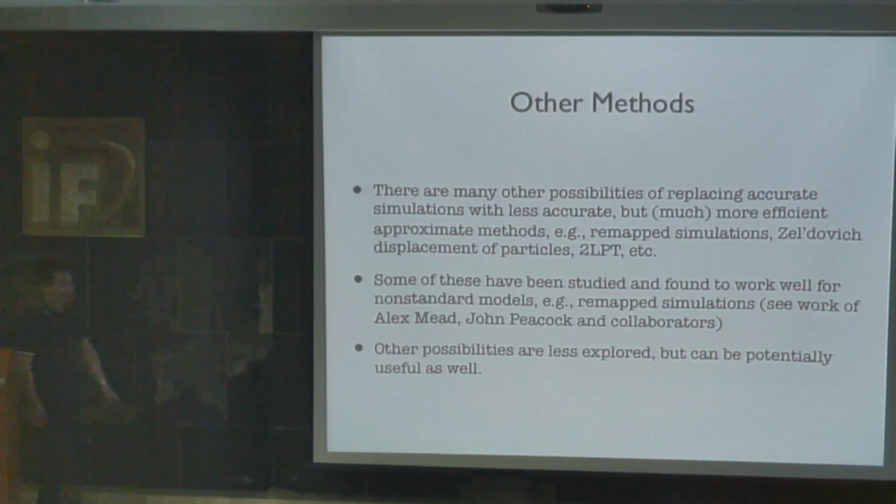Finally, there are many other methods to approximate, to replace simulations. Some examples are remapped simulations. I don't know whether many of us have heard about it. You can use the Zel'dovich displacement of particles from the initial condition to get the final snapshot. You can use second-order Lagrangian perturbation theory to do that. And these kinds of things, you can do them instead of simulations. They can give you some qualitatively reasonable results, but they are not accurate at the quantitative level. As a result, if you want to use them, you need to understand their limitations, and that will help you avoid making too aggressive conclusions.